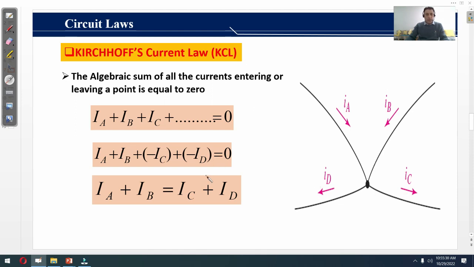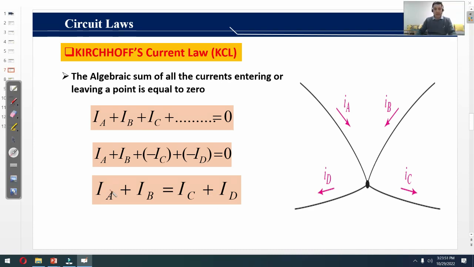The above expression can be written as IA plus IB is equal to IC plus ID, which is another definition of Kirchhoff's current law. This expression clearly shows that the sum of all the currents entering a point is equal to the sum of all the currents leaving a point or node. IA and IB are the currents entering this node, while IC and ID are the currents leaving.